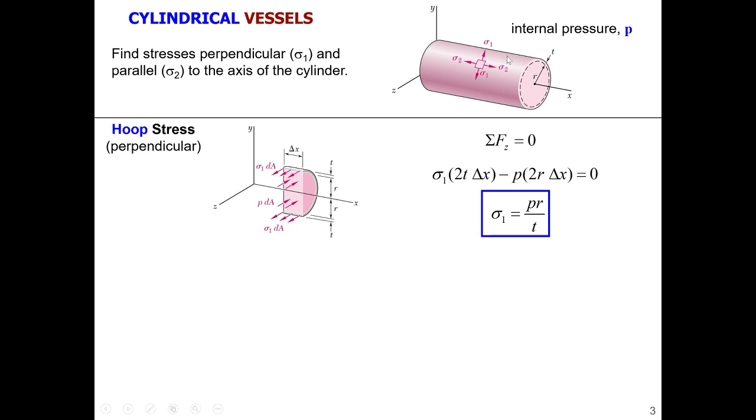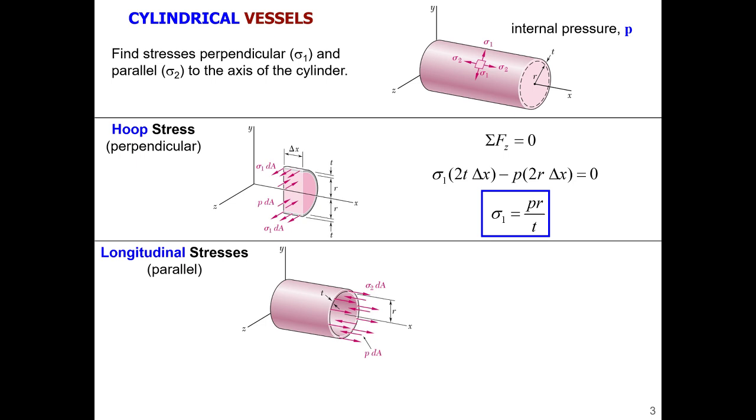Now let's look at sigma 2 in the longitudinal direction, the longitudinal stress. All right, so here is how that will look for us. So again, we need to account for all the forces that act in the direction x here. So that's our equilibrium here. And now let's look at what are the forces that act in the x direction.